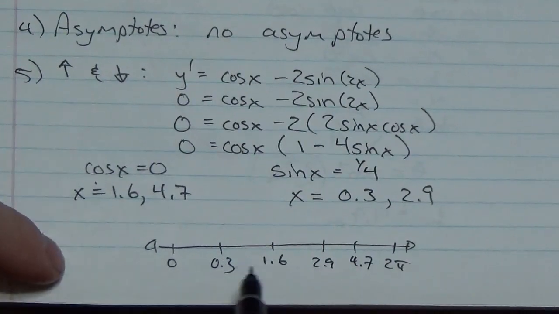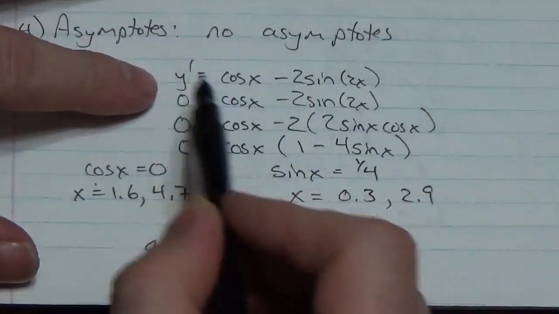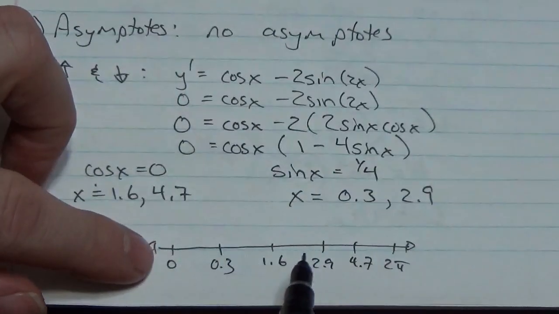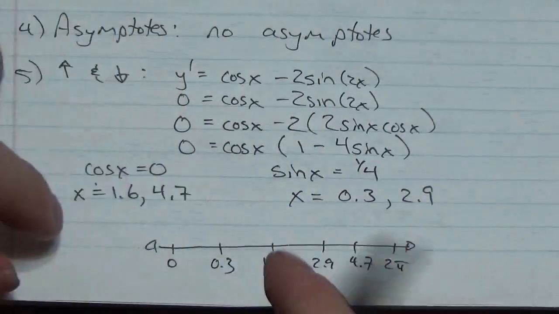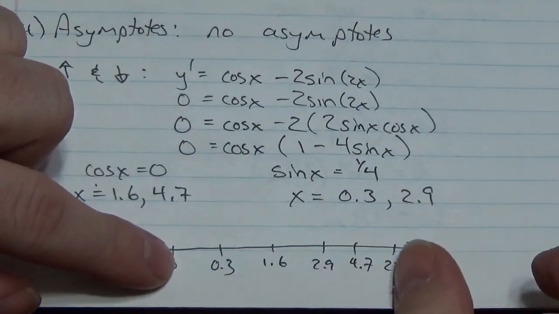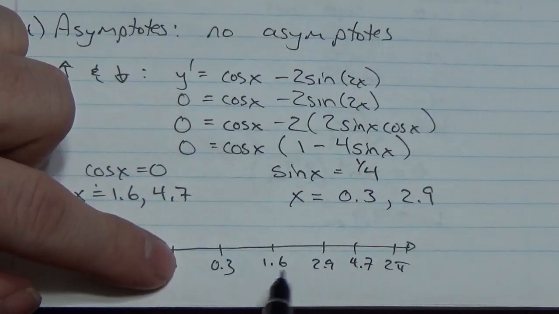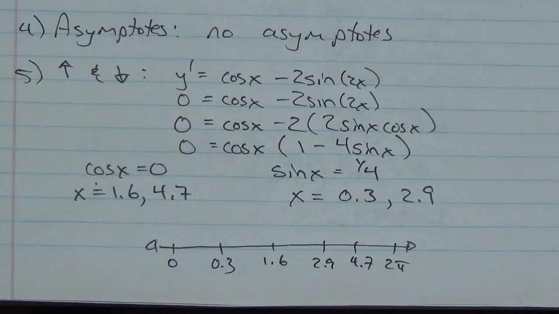What I'm really interested in here is what is going on with the derivative inside these intervals here, between these numbers. Because now, not looking at the 0 and the 2 pi here, but at these numbers right here, the derivative goes to 0. Whether it's positive or negative will indicate to me whether the function's increasing or decreasing.